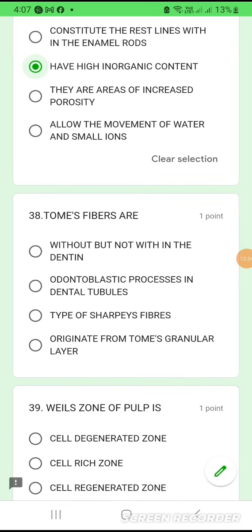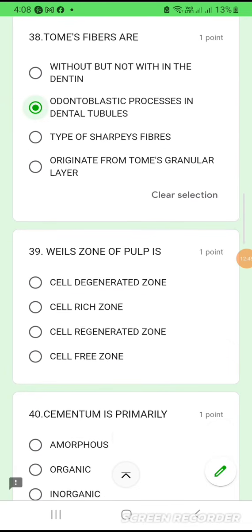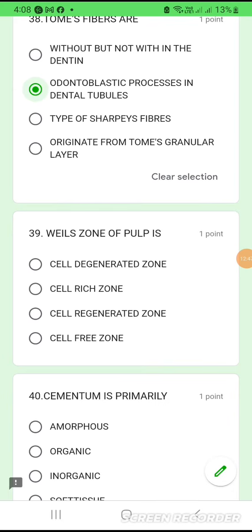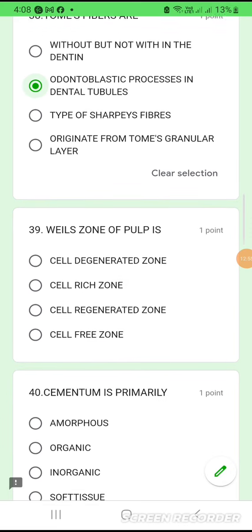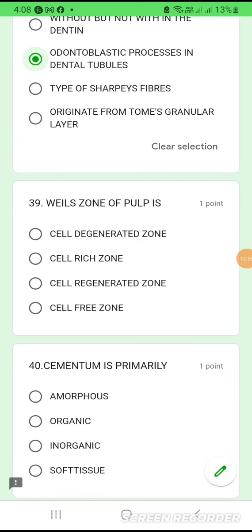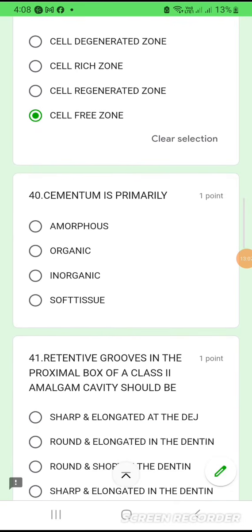Which type of Sharpey's fibers originate from the Tomes' granular layer? Tomes' fibers are actually seen within the odontoblastic processes within the dentinal tubules. Next question: the Weil zone of pulp is seen as cell degenerated zone, cell rich zone, cell free zone, or cell regenerated zone. It's very easy. Weil zone is actually the cell free zone. There are no cells in that area.